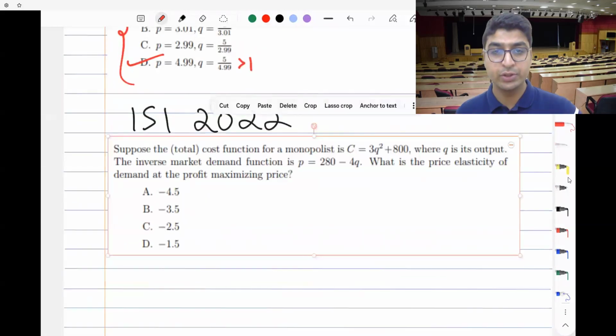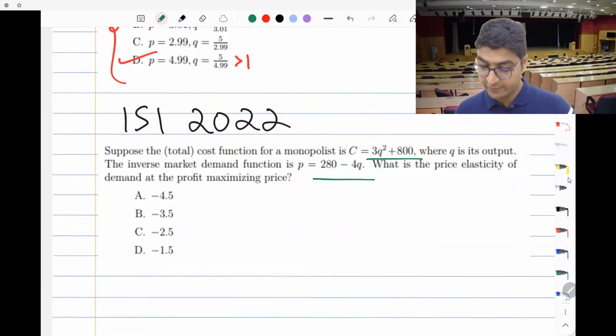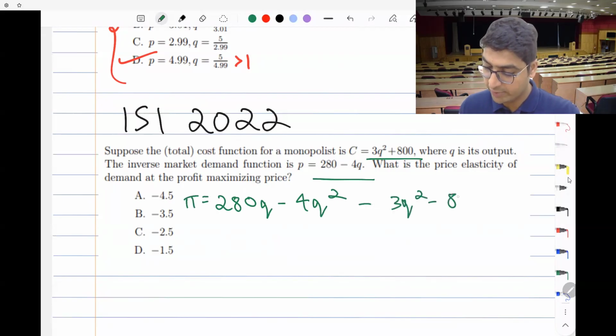Okay, the last question. Well, this one is from ISI 2022 PEA. Cost function is given to you: 3q square plus 800. Here the inverse demand function. You need to find the price elasticity. A very simple problem. At the profit maximizing price. So we first need to maximize the profit and find out the PM and QM, monopoly price and quantity. So 280Q minus 4Q square, that's our revenue, minus 3Q square minus 800.